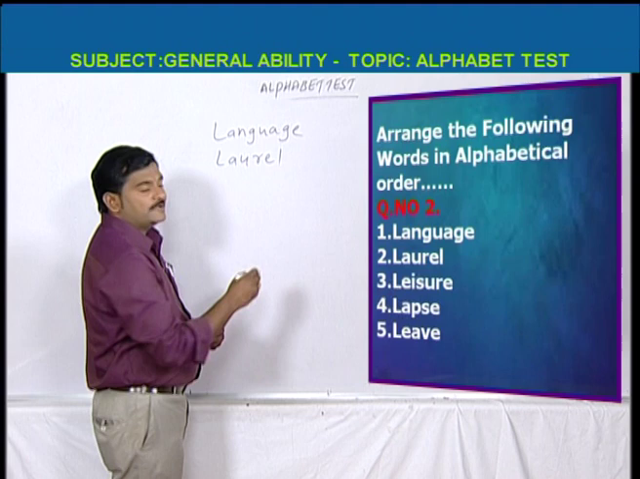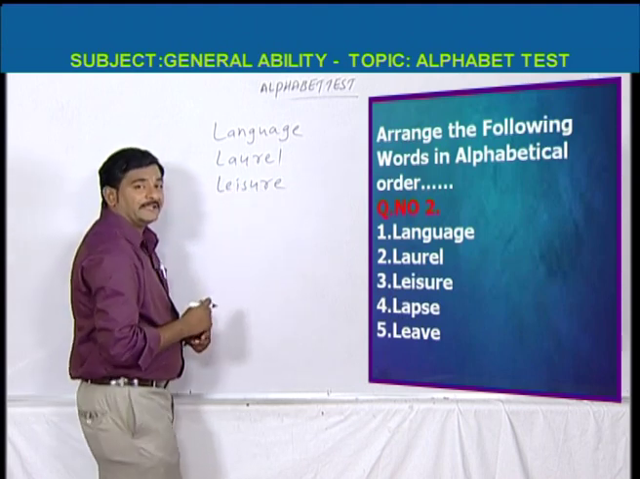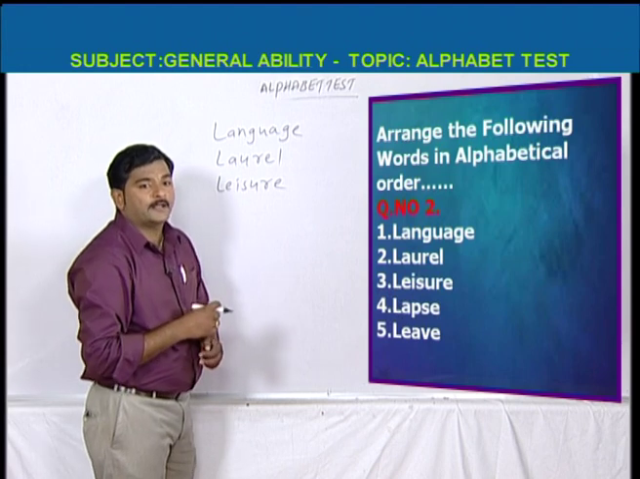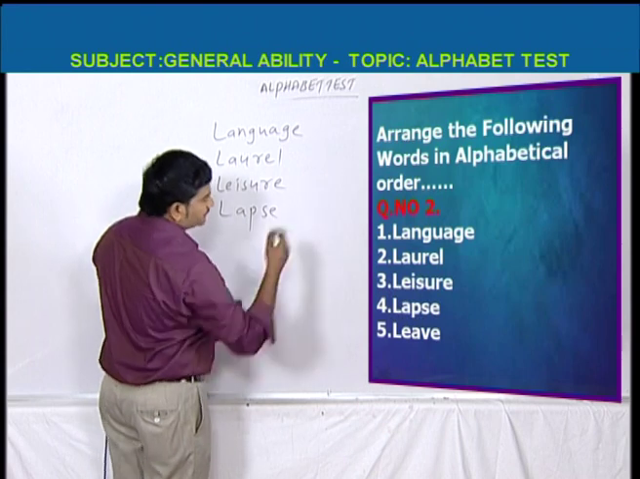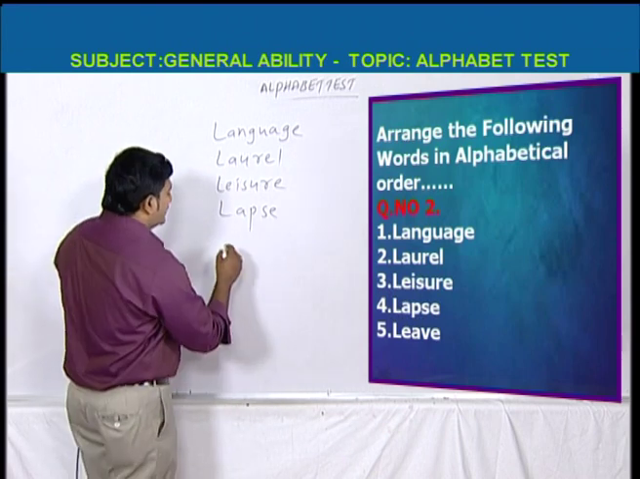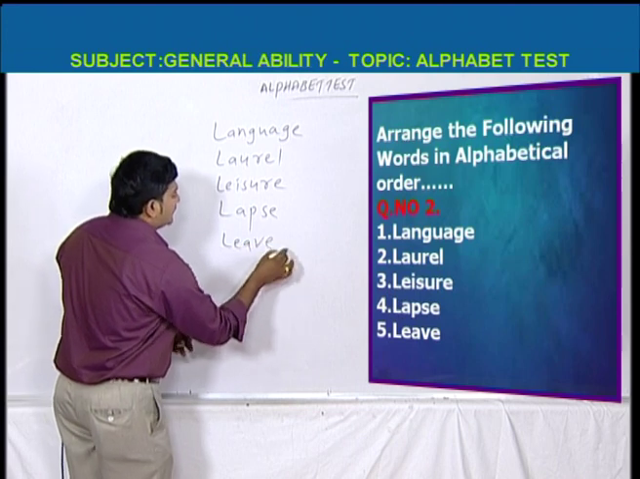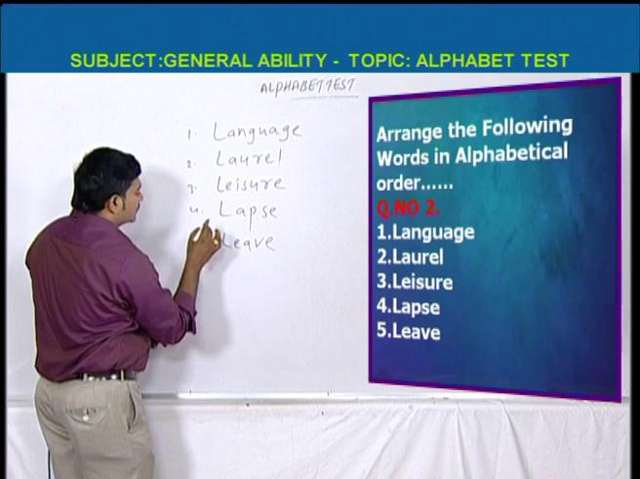And the next third word. The third word is leisure. LEISURE. And the next one is lapse. LAPSE. And the next one is leave. LEAVE. So this one is first, second, third, fourth, fifth.